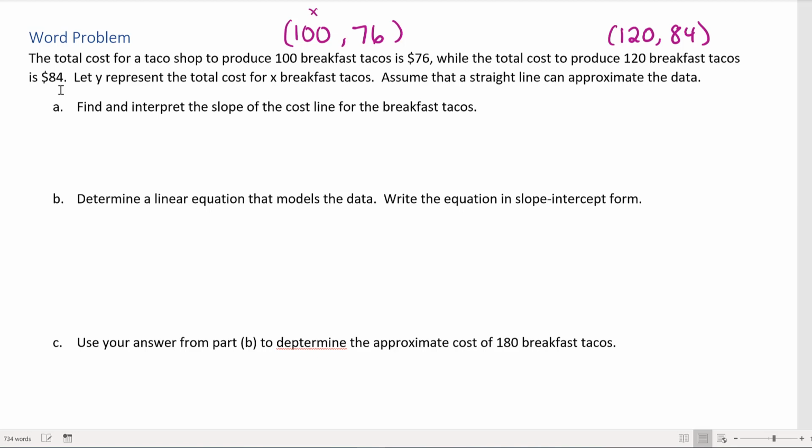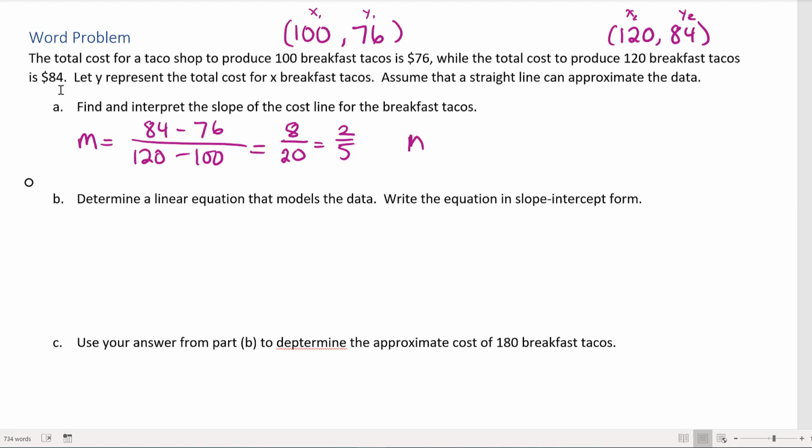So we have this is x, this is y, and this is x1 and y1, and this is x2 and y2. So the slope is going to be 84 minus 76 over 120 minus 100, which reduces to 8 over 20, and 8/20 reduces to 2/5. Okay, so my slope is 2/5. 2/5 is very helpful when you're graphing because you have a rise and a run, but 2/5 doesn't really help us to interpret what this slope means.